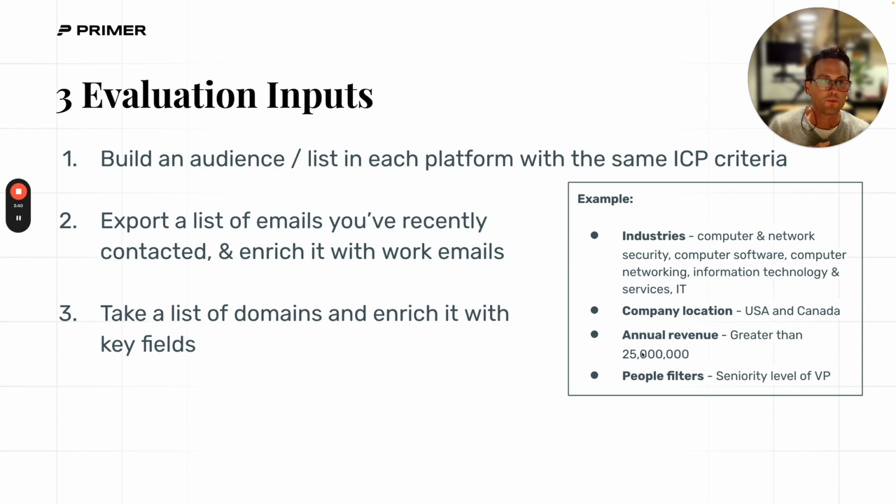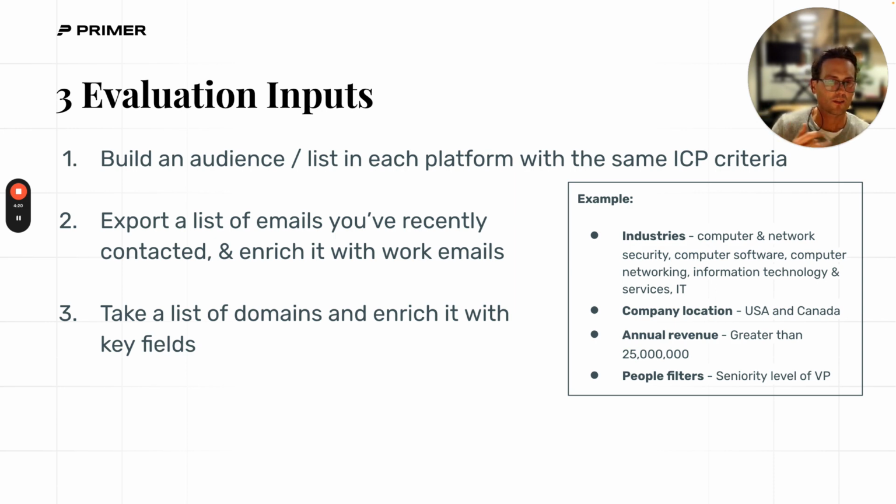Evaluation inputs. So in order to evaluate a data provider against those 4 quadrants that I outlined, you're going to need 3 inputs. One is a set of criteria that you can leverage across data providers. For example, we recently gave some data providers a list of some industry criteria, some company location criteria, annual revenue criteria, and then a people filter criteria. Because we know that those are filters that our customers frequently like to use. And then we took that to each platform and got results back.